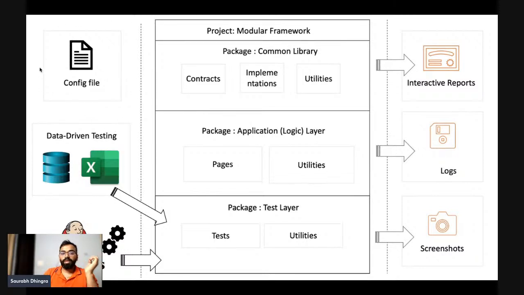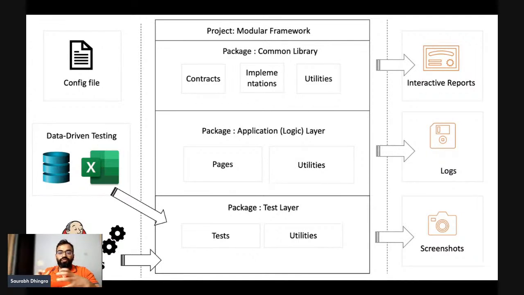We have the capabilities where we can read from some config file. We can have some capabilities to generate reports, generate logs, and generate screenshots, and we can integrate this whole framework with some CI/CD tool like Jenkins. Okay, the very first thing, whenever you're building any framework, keep all your code loosely coupled.